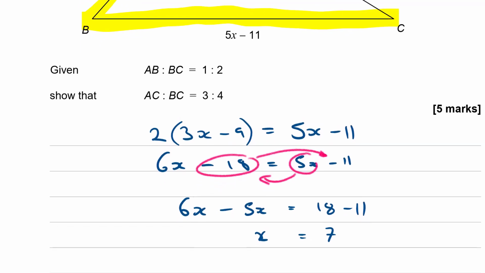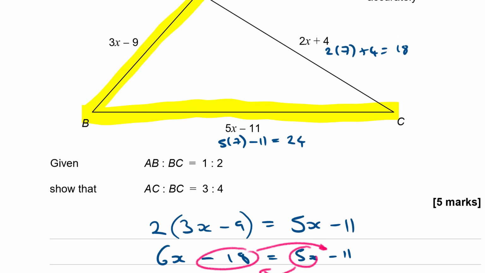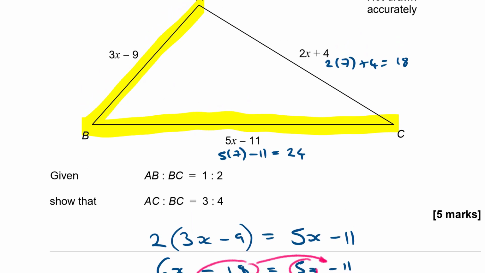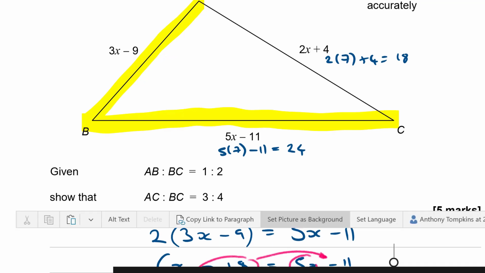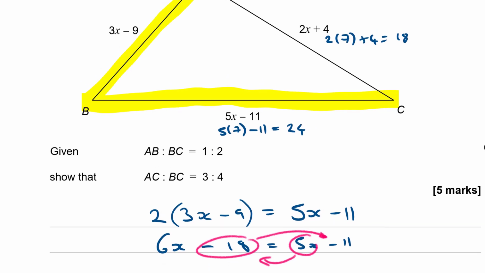So, if x is 7, then 5x minus 11 is going to be 5 lots of 7 minus 11. 5 7s are 35. Take away 11 is 24. And 2x plus 4 is going to be 2 lots of 7 plus 4. 2 lots of 7 is 14 plus 4 is 18. So now I make AC 18 and BC 24. So then the ratio of those two sides is going to be 18 to 24.